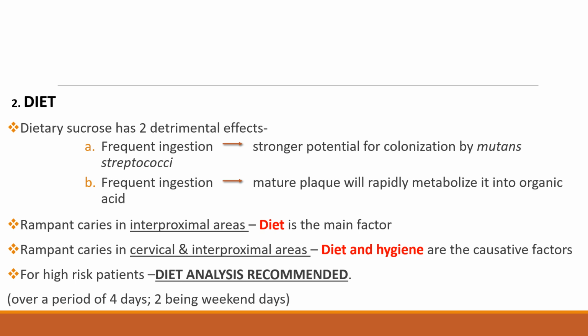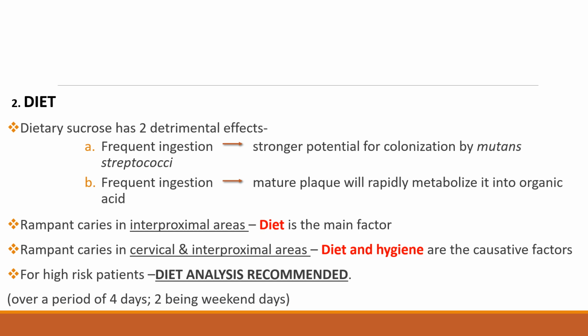So this is because dietary sucrose has two detrimental effects. Frequent ingestion results in stronger potential for colonization by mutans streptococci, and often on frequent ingestion, the mature plaque which is already present rapidly metabolizes it into organic acid.